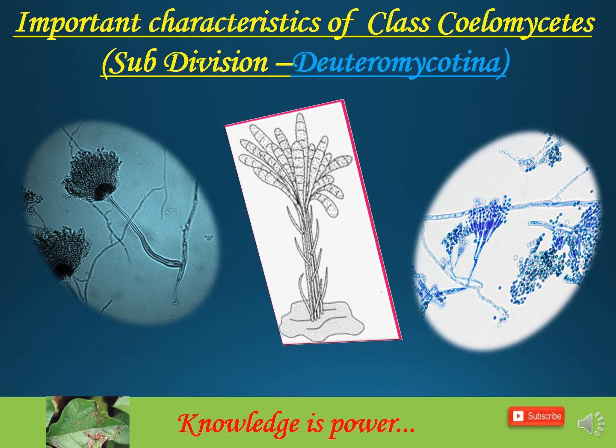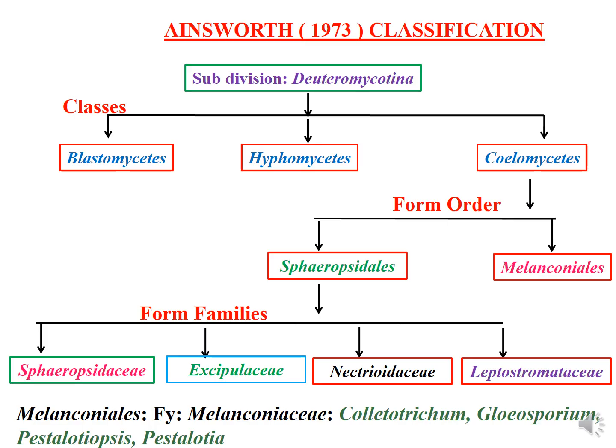Hello friends, in our previous lectures we learned about the classification of subdivision Deuteromycotina and very important characteristics of the class Hyphomycetes. In today's lecture we are going to learn about the important characteristics of the class Coelomycetes. According to Ainsworth classification, the class Coelomycetes is further divided into two form orders, that is Spheropsidiales and Melanconiales. The Spheropsidiales is further divided into four form families, that is Spheropsidaceae, Excipulaceae, Nectrioidaceae and Leptostomataceae.